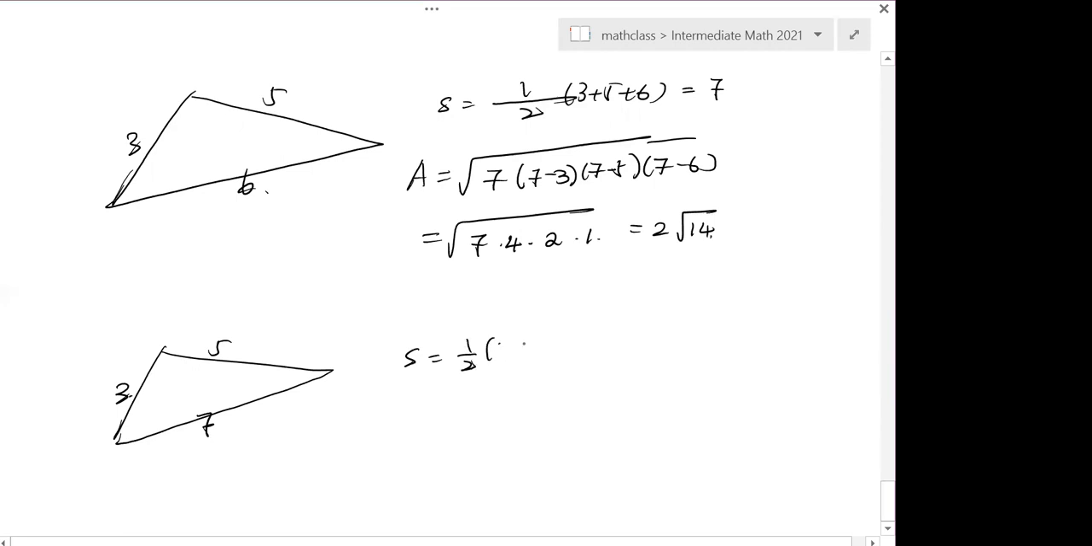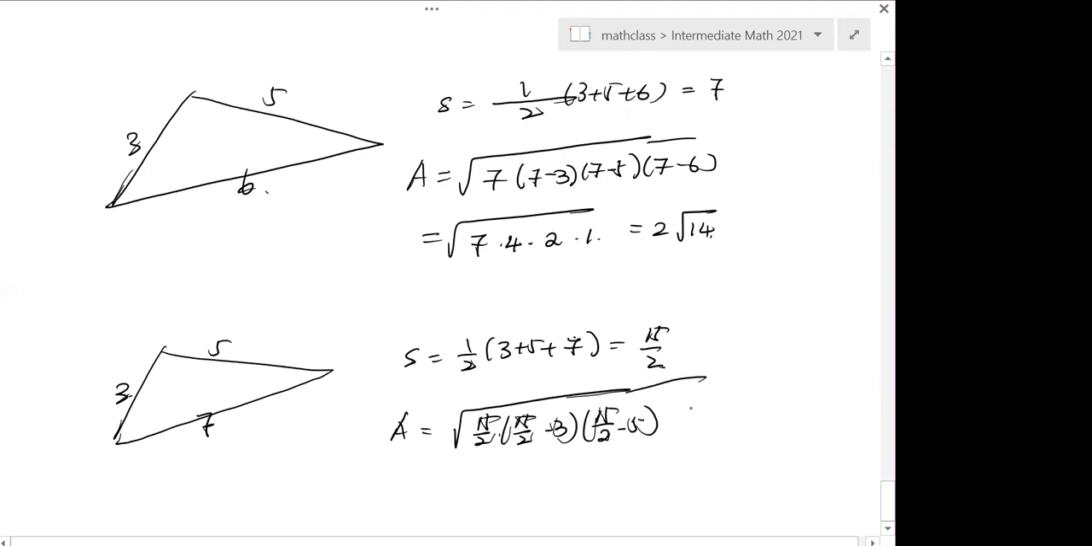About area. 3 plus 5 plus 7. So here, I think it's 15 over 2. It's not an integer, so the formula will be a little bit complicated. Then here, 15 over 2 minus 5 and 15 over 2 minus 7. So let's simplify it.